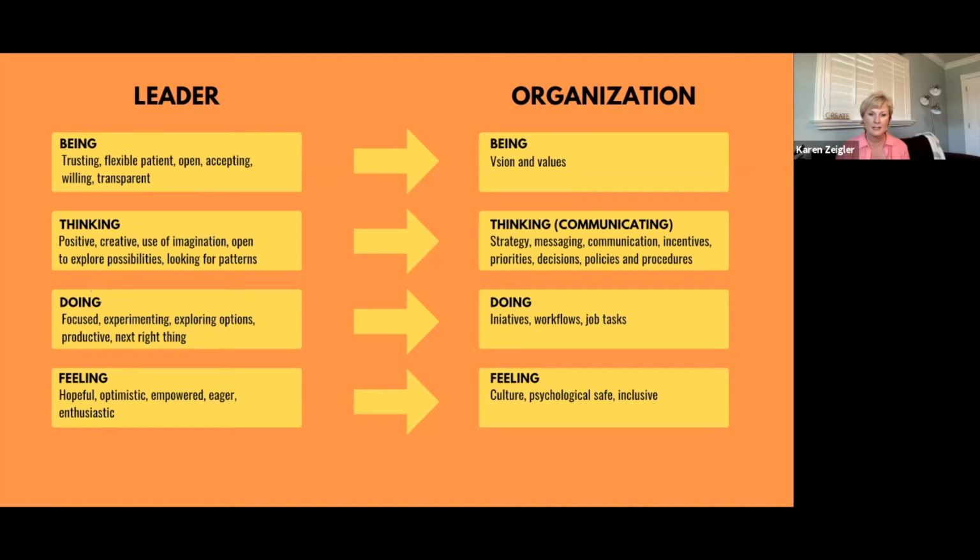So anyone else, now that you've seen one example, anyone else have an example of that in your organization or in an organization you've worked for? Okay. All right. Well, that just gives you an idea.